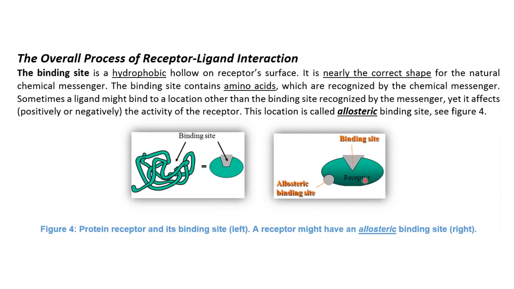Sometimes a receptor might have another binding site that is different from the binding site for the natural chemical messenger. This binding site is not recognized by the natural chemical messenger, but it's another site that a ligand or a drug might bind to and affect the activity either positively or negatively. This binding site is referred to as the allosteric binding site.